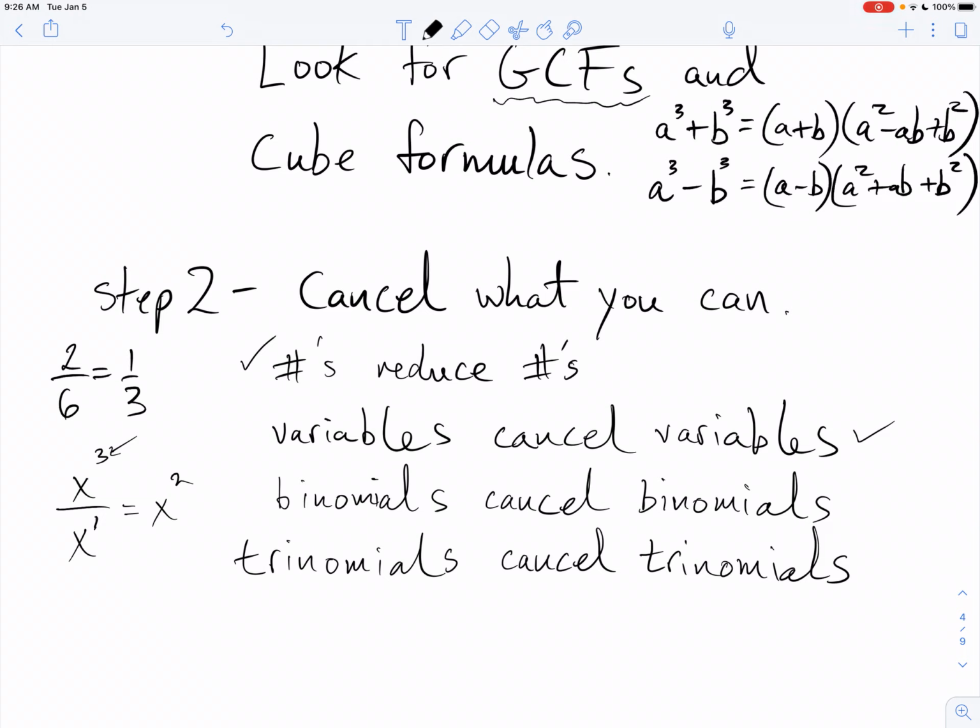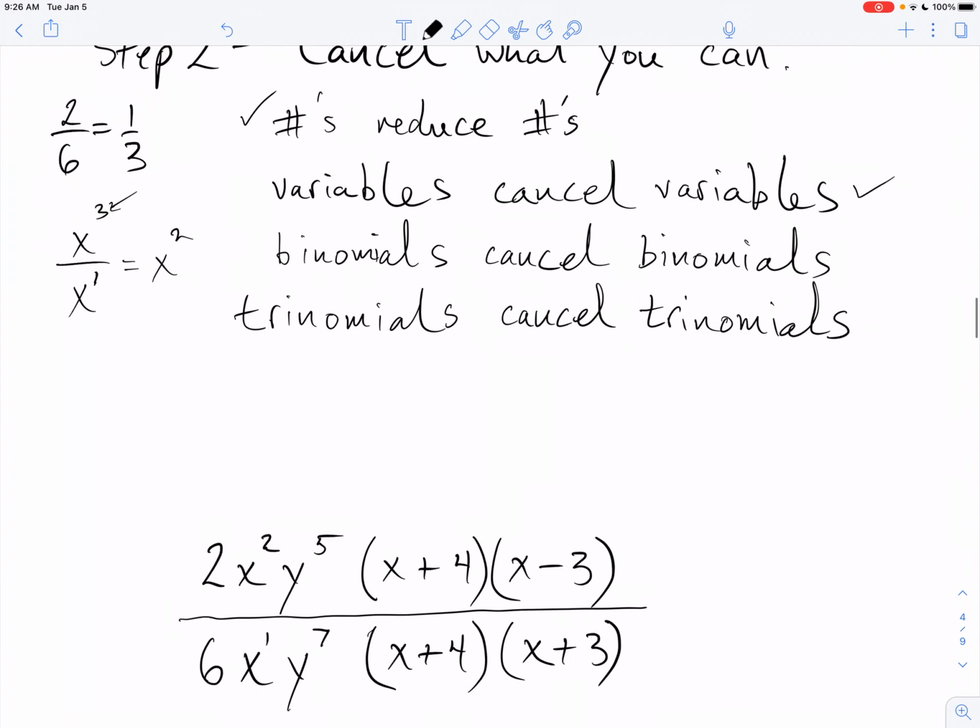Binomials cancel binomials, trinomials cancel trinomials. That is where we're going to add in some stuff. Now, let's go through some examples together, and then you guys are going to try it.